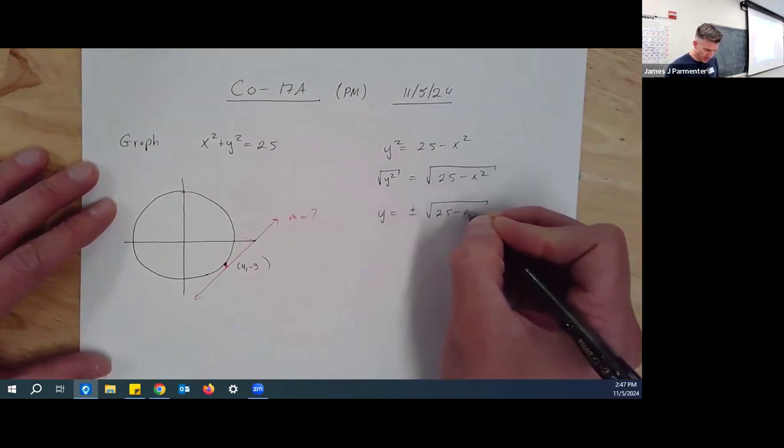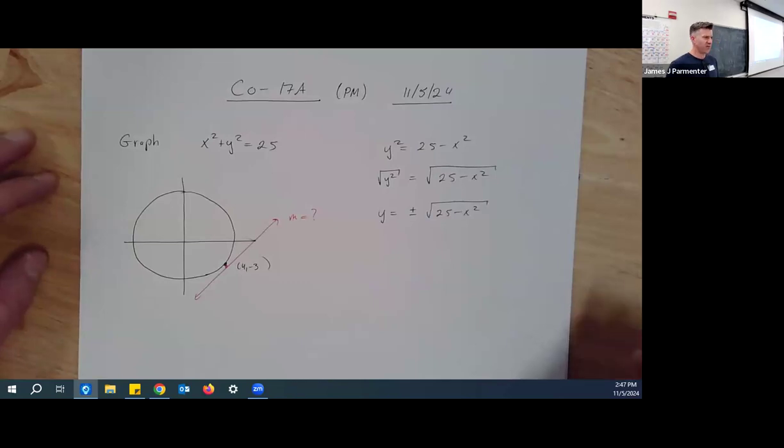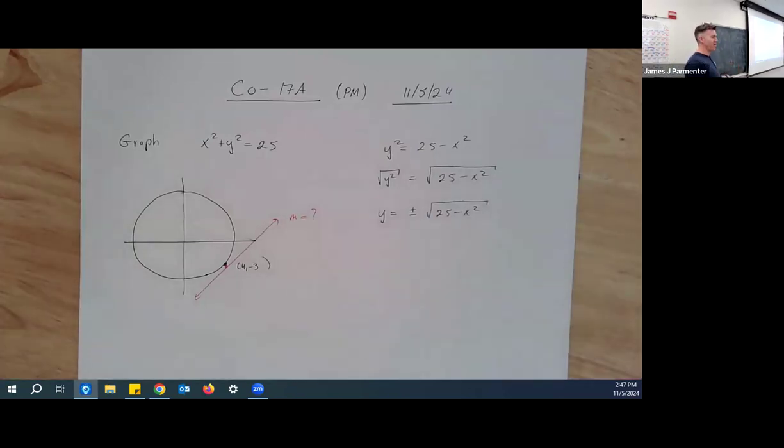So before I can figure out what the slope of the tangent line is, which I'm going to do by, wait, what am I even working on doing here? Why am I finding y? What's the whole point? What am I going to do to find the slope of the tangent line? I'm going to find a derivative. But before I can find the derivative, I felt like I needed to solve for y.